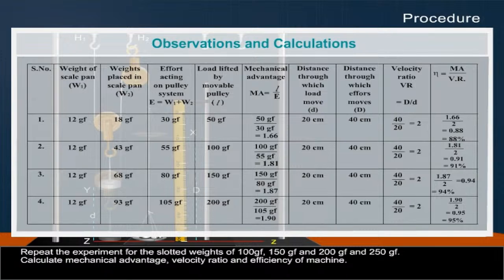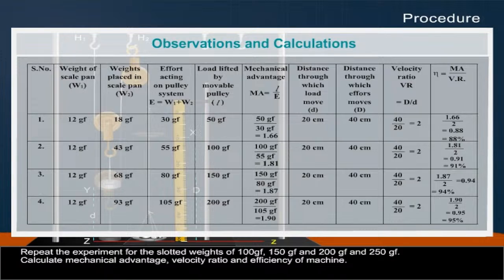18 gram force, 30 gram force, 50 gram force. 50 gram force divided by 30 gram force equal to 1.66. 20 centimeter, 40 centimeter, 40 divided by 20 equal to 2. 1.66 divided by 2 equal to 0.88, equal to 88%.